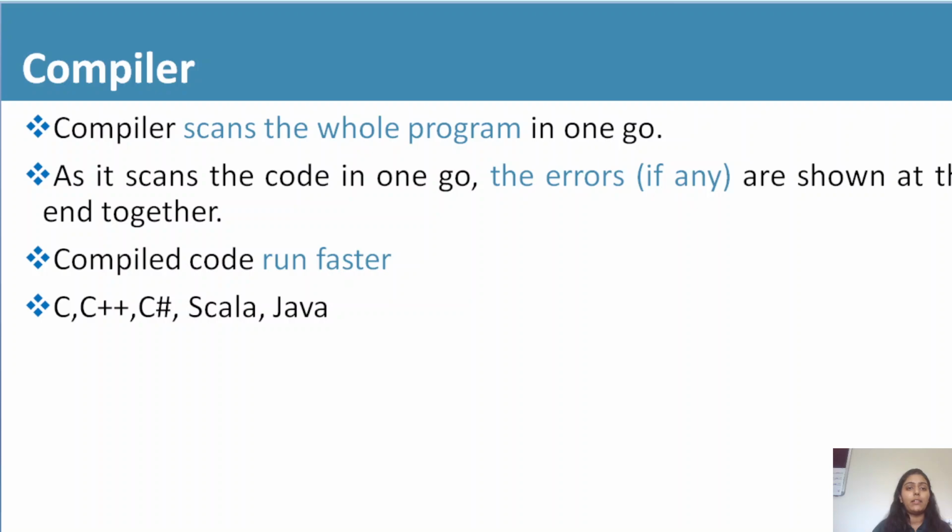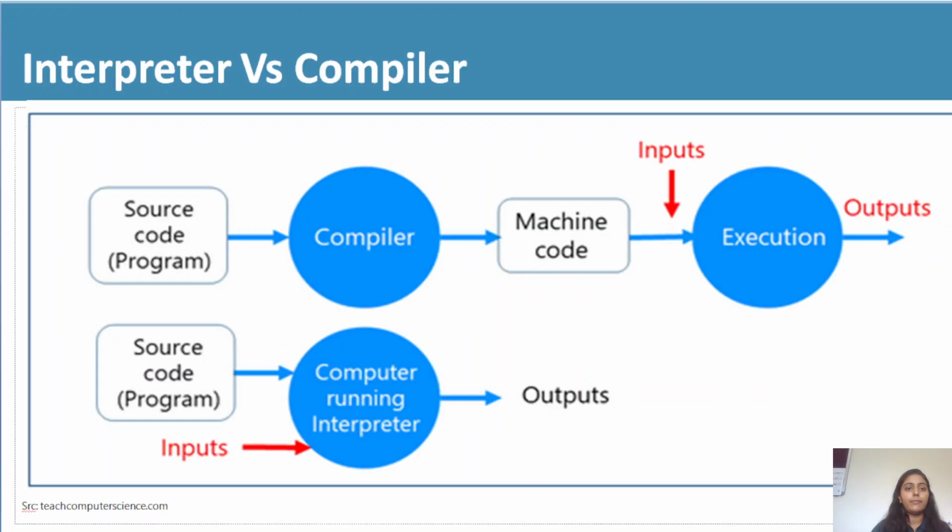What is a compiler? A compiler scans the whole program in one go. As it scans the code in one go, the errors, if any, are shown at the end together. Compiled code runs faster. C, C++, C Sharp, Scala, Java. These are the examples of compiled languages.